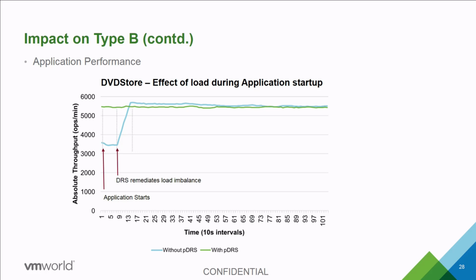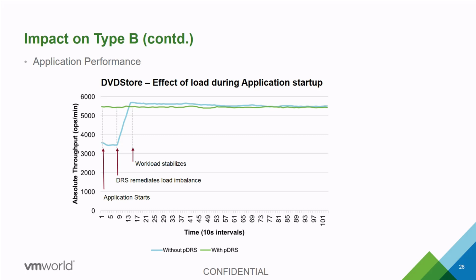And at this point, DRS remediated the imbalance, whatever was created. And in this case, it took some time for my application to stabilize and go back to its peak load. So overall, my applications suffered around 4 to 5 minutes in this case because of the contention that was created. And that was totally avoided when I have predictive DRS enabled.